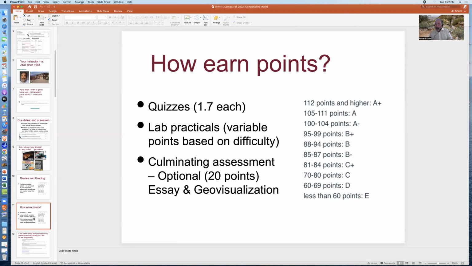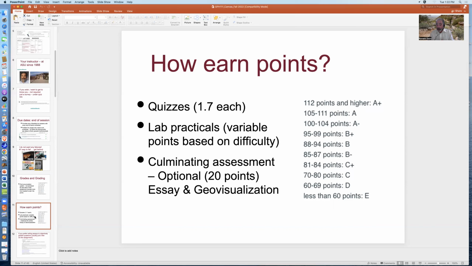Then you work on the lab practicals. You pick the ones that interest you the most. You start with perhaps the easier ones, at least easier to you, because what may be easy for you may not be easy for somebody else. And then if you need more points at the end, or if you're interested in the assignments, you can earn more points in the culminating assessments.